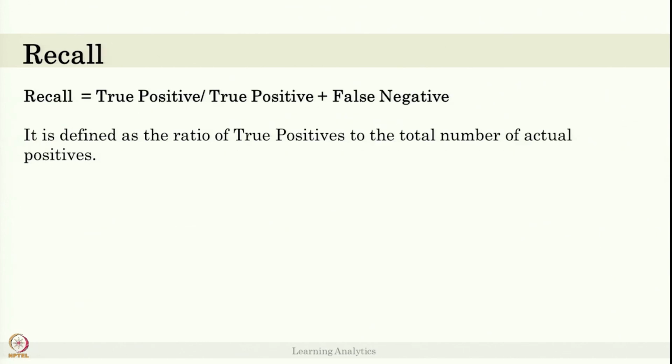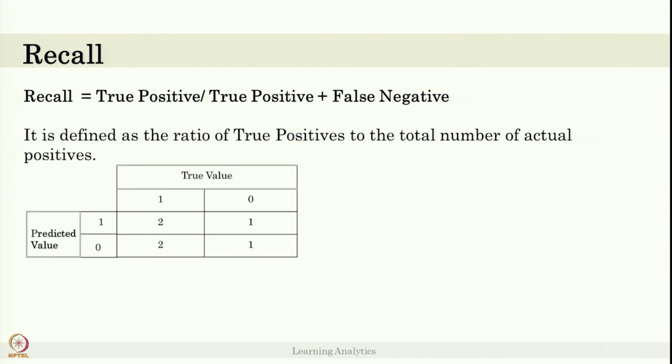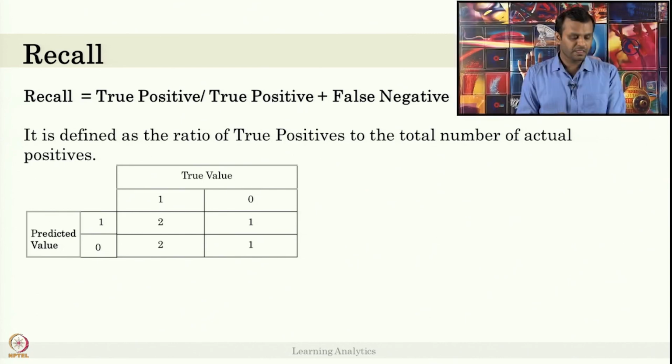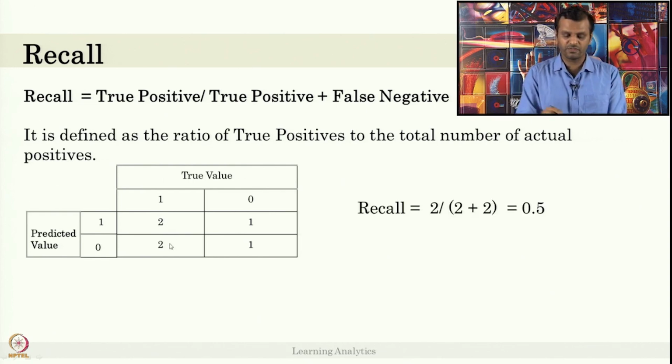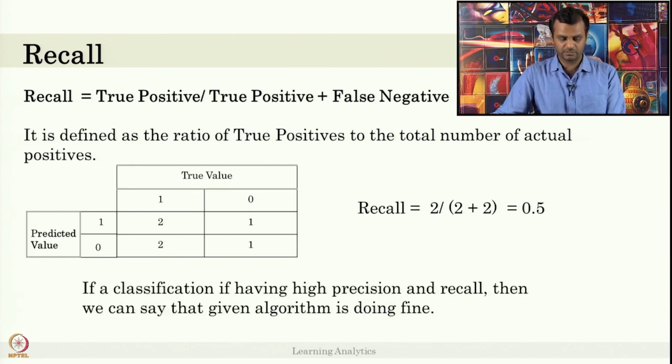The recall value is defined as the ratio of true positives to the total number of actual positives. That is, the true positive is 2 and the total is 2 plus 2, which is 4. So, you will see that it is 0.5. That is the recall value. If you have better recall and better precision, you can call that algorithm successful, but in this case it is only 0.66 and 0.5, which is not so great.